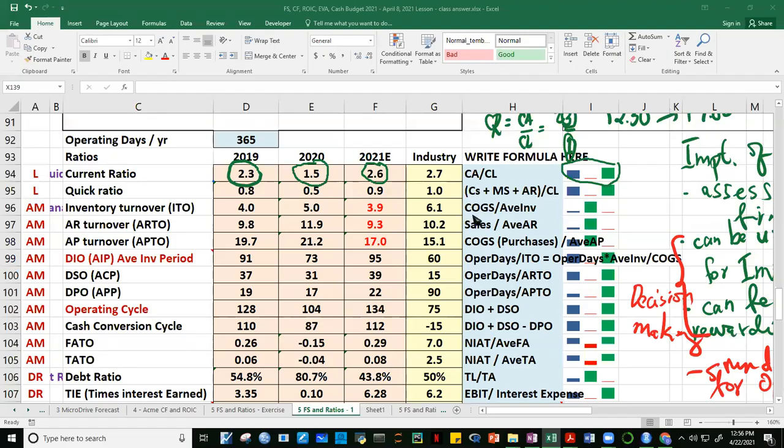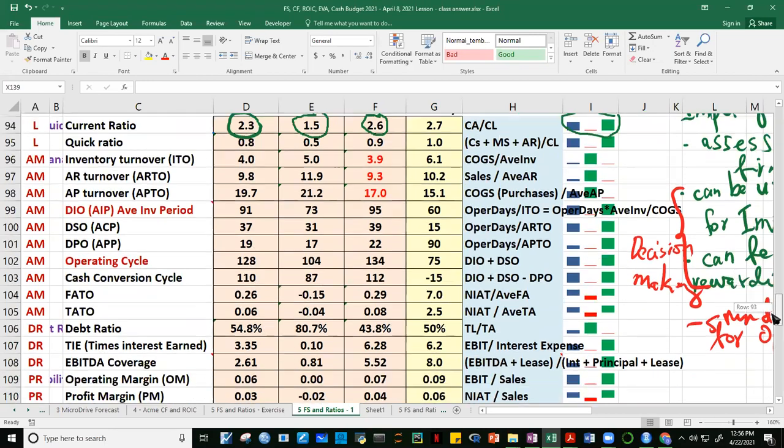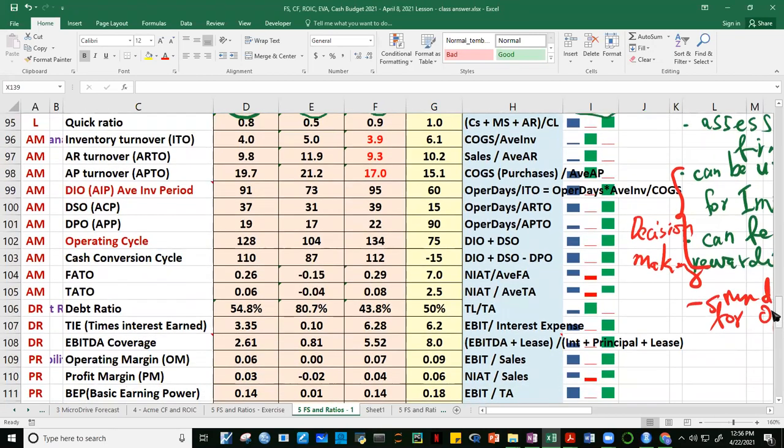So we looked at two types of ratios, liquidity and asset management ratios. Asset management ratios are very important because they tell us how the firm is able to manage its current assets, in particular the receivables, the inventories, and then how it's able to also manage its obligations, particularly trade payables.